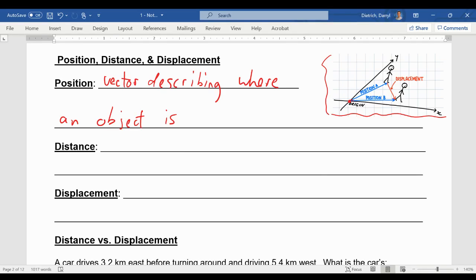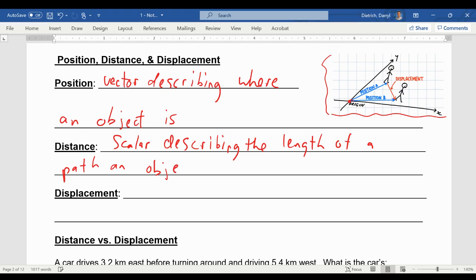Distance is a scalar quantity describing the length of a path an object takes. We've all used the word distance before. How far did you walk? Well, I walked 300 meters to school. Or how far away is Kelowna? We talk about it being 70 kilometers away or so. So we just talk about the number part, which is distance.